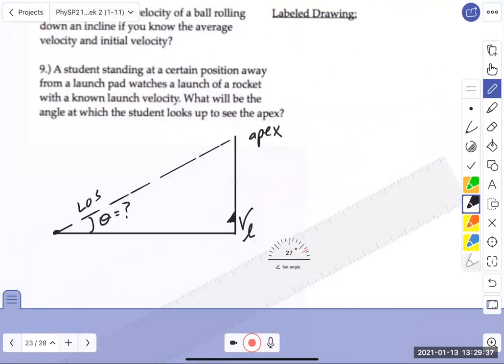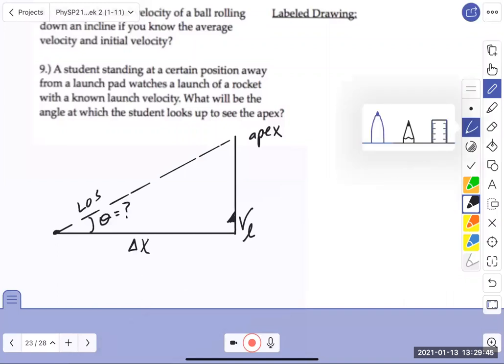We know the launch velocity. We know delta X. We know how far away it is. So what will be the angle at which the student looks up to see? Okay, so which equation do we throw at this one? Oh, we already know. Already set for you.